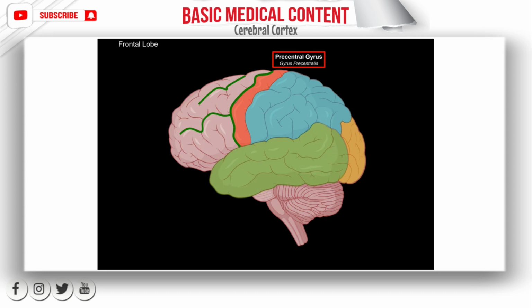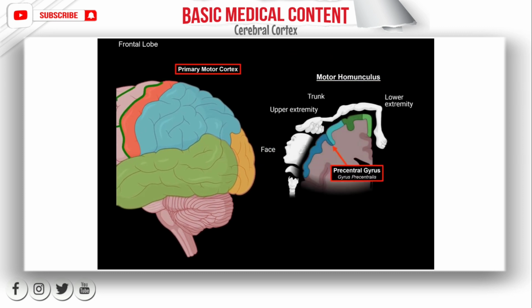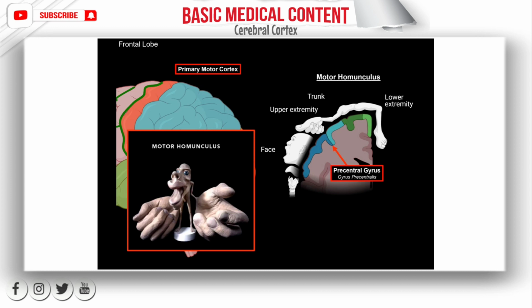The precentral gyrus is what we call the primary motor cortex, and each segment of this gyrus is responsible for the movement of a certain part of the body. Because of this, you will find a map of this gyrus we call the motor homunculus, and it looks like this. So one part of the precentral gyrus is responsible for the movement of the lower extremity, another part is responsible for movement of the trunk, the upper extremity, and the face, and so on. You've probably seen this figure somewhere in your life.